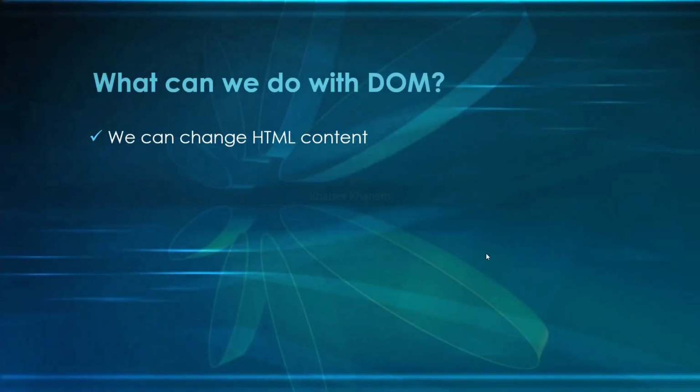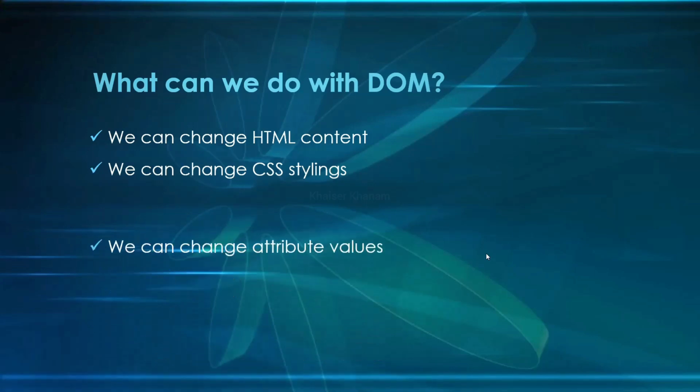The first thing, we can change HTML content. Suppose I have a heading, I can change the content inside that heading. Then I can change the CSS styling. Normally we write CSS styling in our CSS file. For example, when I click on a button, I should change from red to green. So that also I can do using DOM.